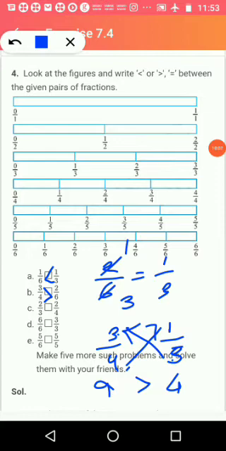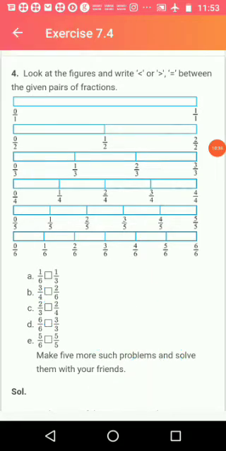2 by 3, 2 by 4, again numerator is same. So 3 is greater than 4. So the sign will be opposite. 6 by 6 and 3 by 3, both are equal to 1. So equal. 5 by 6, 5 by 5. 5 by 5 is 1. 5 by 6 is not yet 1. Or you can say 6 is greater than 5. So this will be lesser. Fine? Okay. Next.